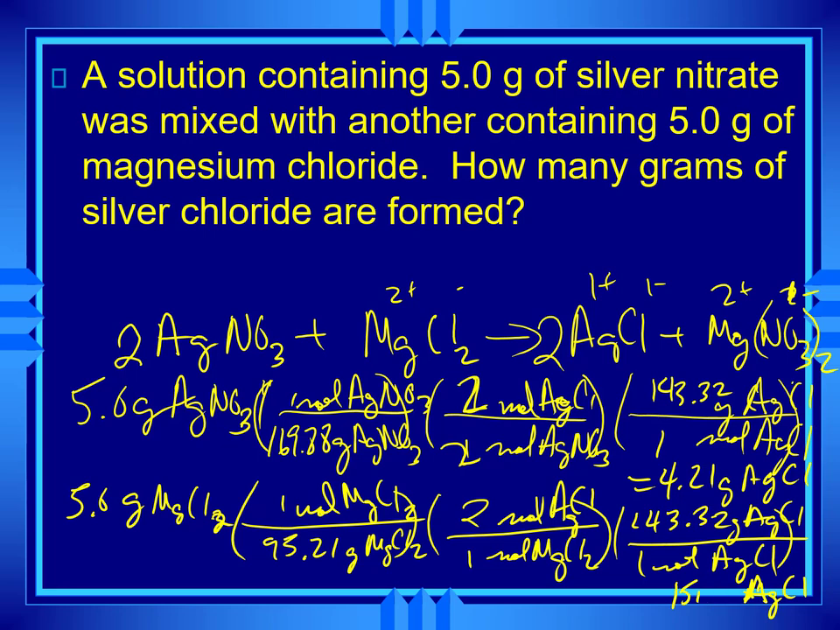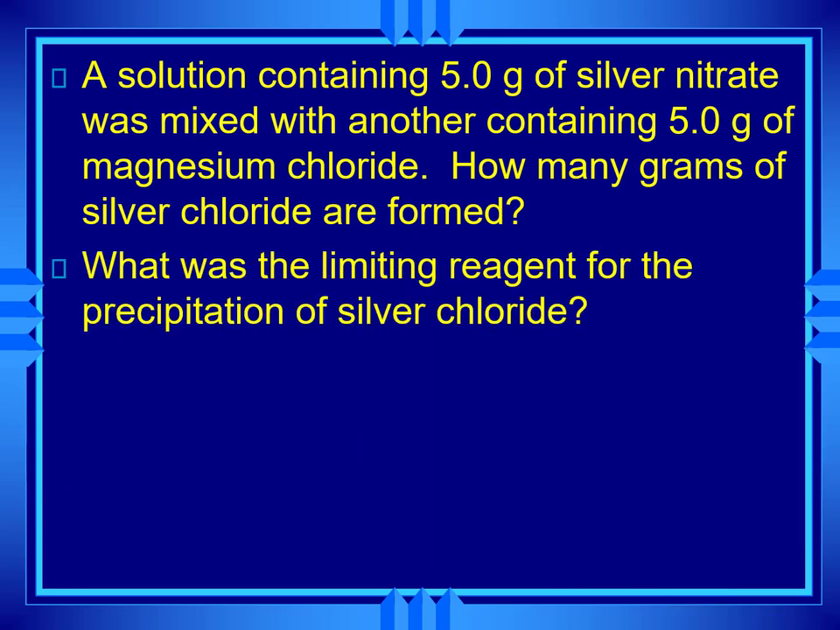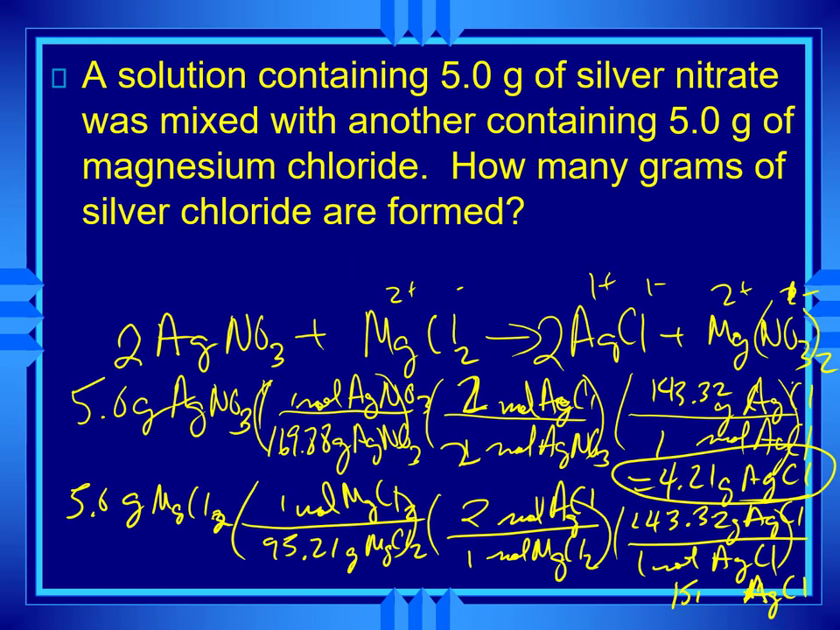Yeah, 15. So what's the answer? 4.21 grams of silver chloride. How much silver chloride do I make? Different question. What was the limiting reagent? Silver nitrate. Yeah, silver nitrate was the limiting reagent. So if it's asked about limiting reagent, it's asked which reactant limited you. So it should be the name of a reactant. Okay.